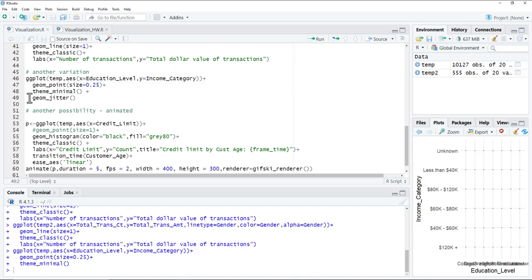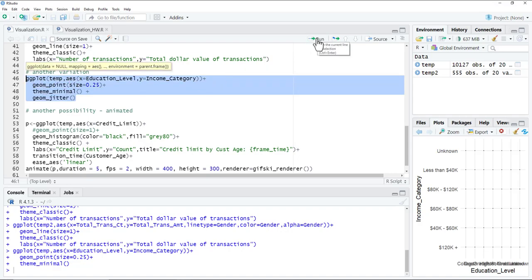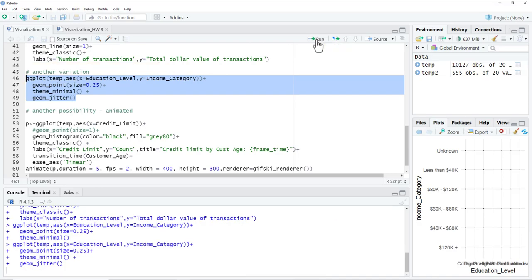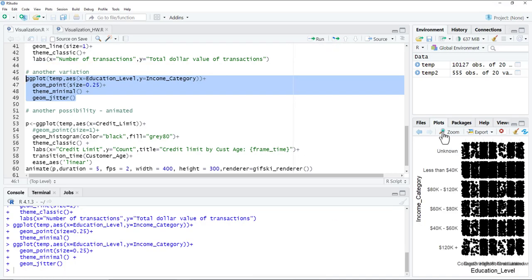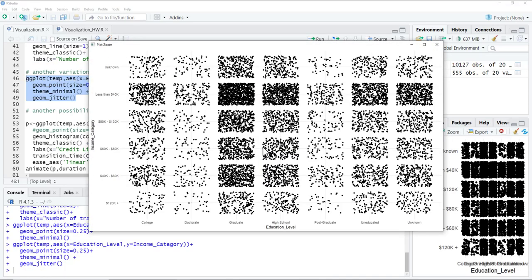So we can do this jitter here. What jitter does is just move them all so they're not plotted right on top of each other. They'll still be in the same area, but it's going to push them to not all be plotted on top of each other. And we get a little more information here.